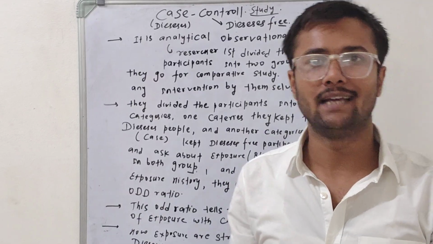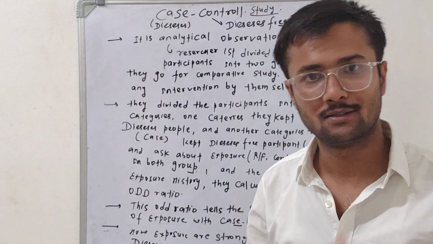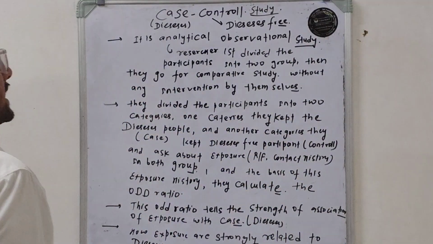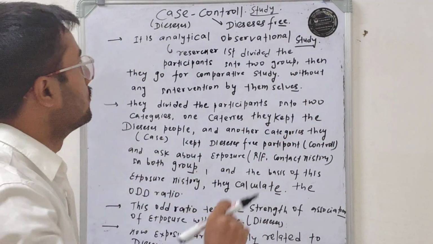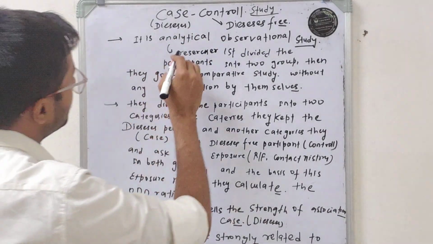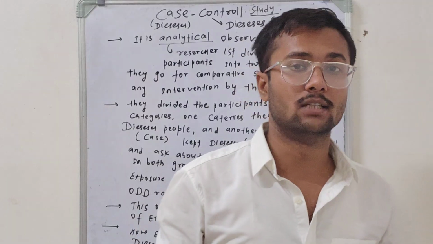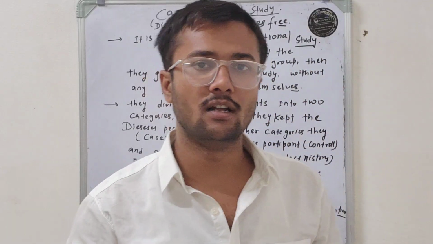In this session, I am going to discuss case control study. So let's start. We start the case control study with a simple definition. What is this case control study? Simply, we can say that it is an analytical observational study. So what is the meaning of this analytical observational study?